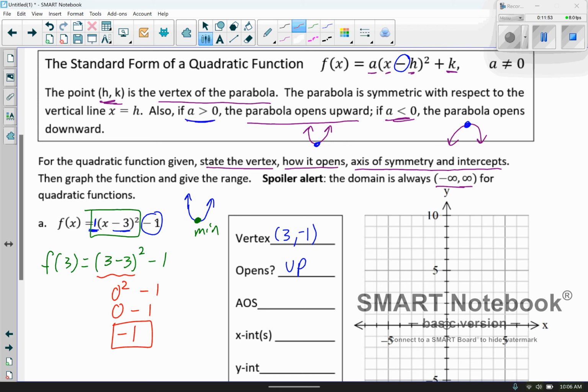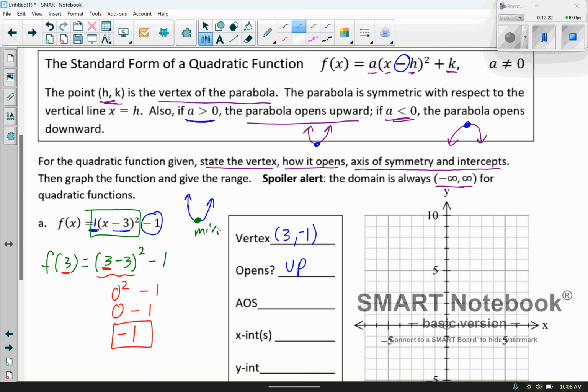And so that's going to be the vertex, and that's also going to be the minimum value, because if I plug anything else in, even negative numbers, it doesn't matter what I plug in. If I plug in anything other than 3, I'll get a positive result because I'm going to square it. So even if I plug in values that give me negative results here, once I square it, it turns positive. So the point is I really have nowhere to go but up.